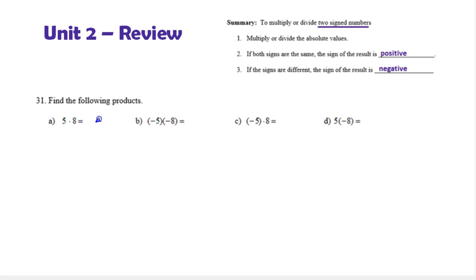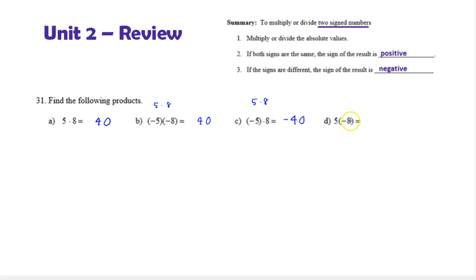5 times 8 is 40. Positive times positive, both signs are the same, the result is positive. Negative 5 times negative 8, well, multiplying the absolute values gives us 40. Since both signs are the same, the result is positive, so this is 40 as well. Negative 5 times 8, multiply the absolute values. 5 times 8 is 40. If the signs are different, the sign of the result is negative, so we had a negative times a positive, so this result is negative.